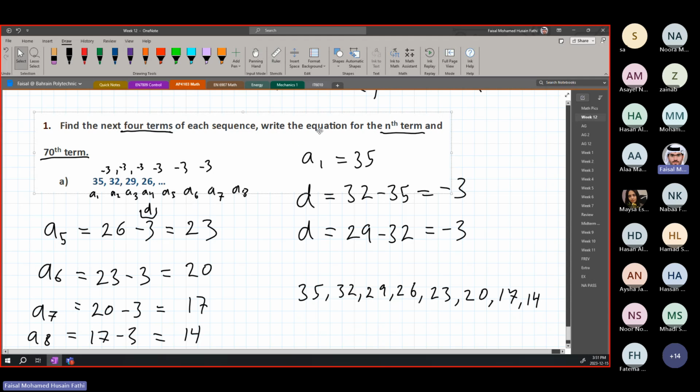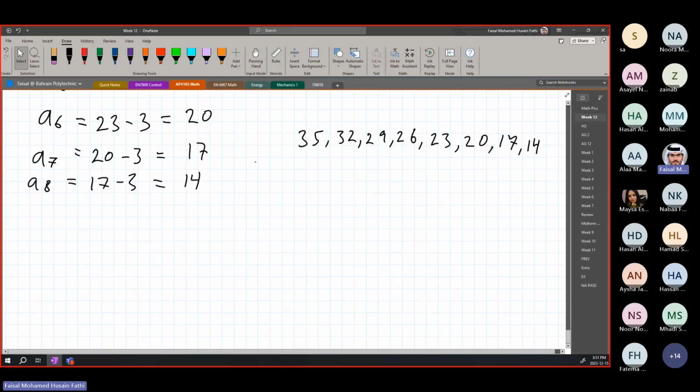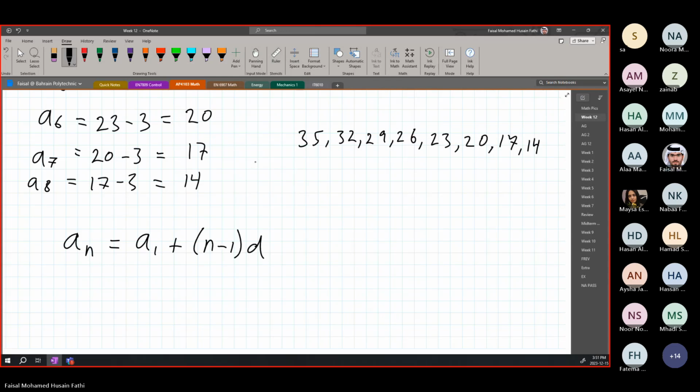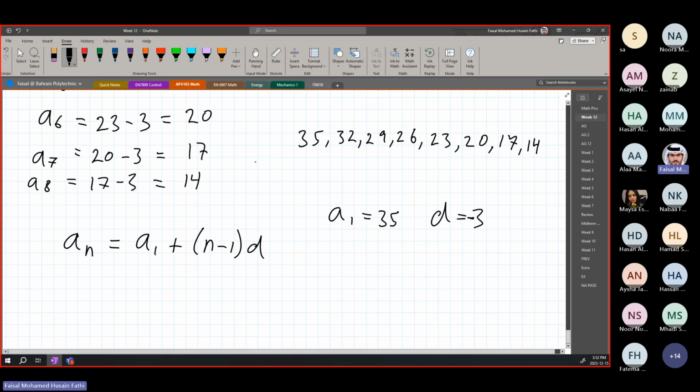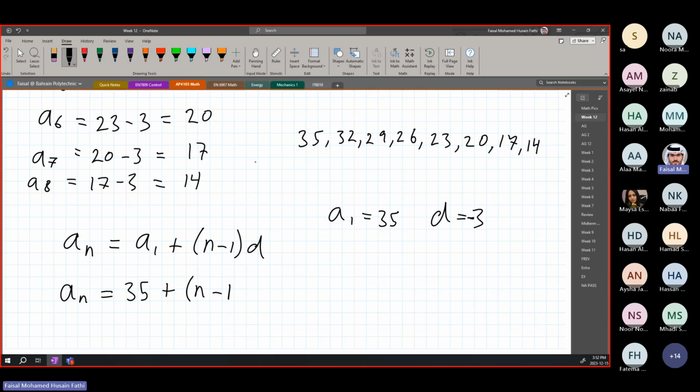But I want to focus more on writing the equation for the nth term. What does this mean? We have to use the equation an is equal to a1 plus n minus 1 times d. To remind you, our a1 is 35, and our d is equal to minus 3. Keep in mind, you have to keep the sign depending on your sequence. So an is equal to 35 plus n minus 1 times d, which is minus 3. Okay?